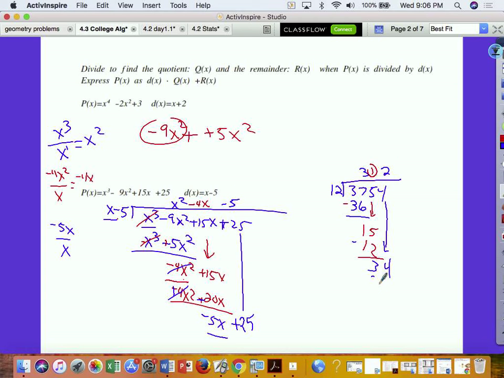Finishing it up over here, multiply the negative 5 times the entire divisor. So it'd be negative 5x plus 25. Subtract, and that's your remainder.